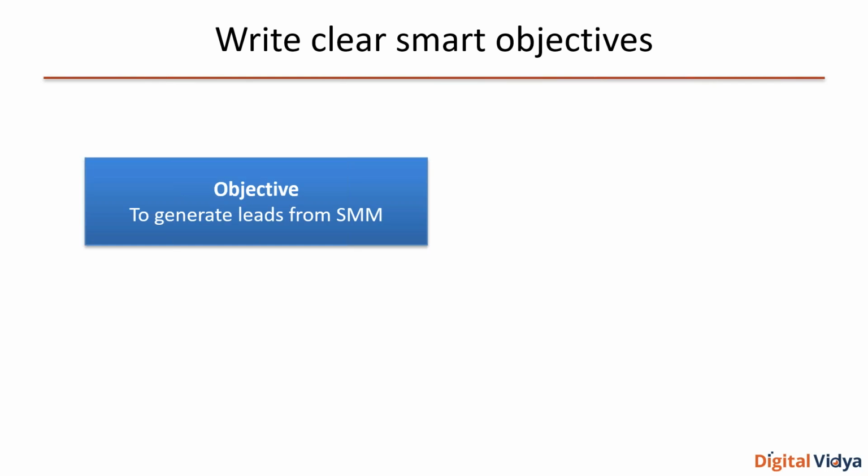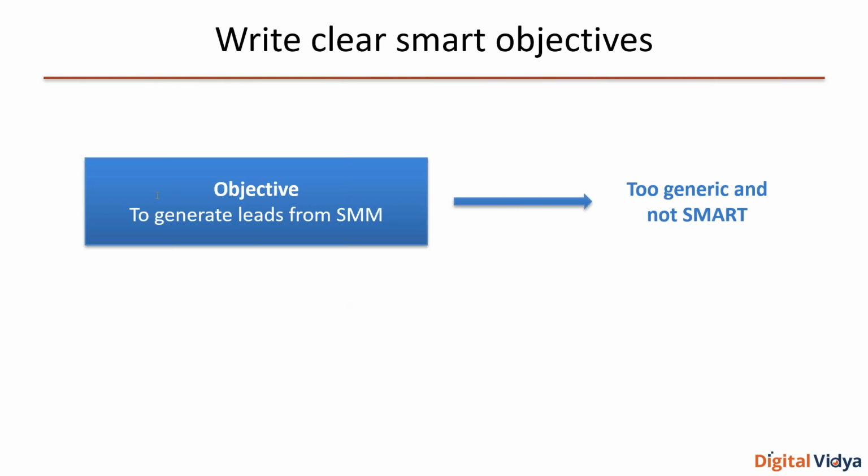It's very vague, no? You have no goal. You don't know how many leads you want. Do you want 100 leads? If you don't know how many leads you want, how will you plan? Get the point, guys? A lot of people write objectives like this. Not a SMART objective, not correct, because you have no target in this. So this is not a SMART objective.